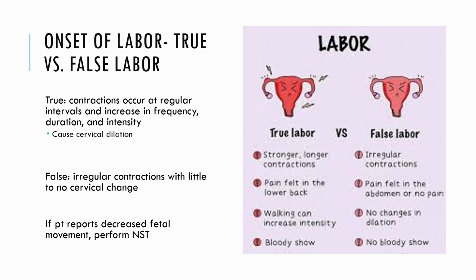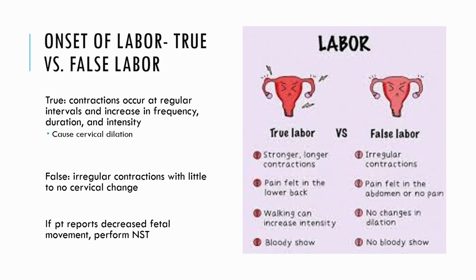False labor, we have irregular contractions, so they might be one now, one in 6 minutes, one 2 minutes after that, one 10 minutes later. There's no pattern. They might complain of the pain in their abdomen or really no pain at all. It doesn't intensify. Their cervix doesn't change in dilation and there's no bloody show.